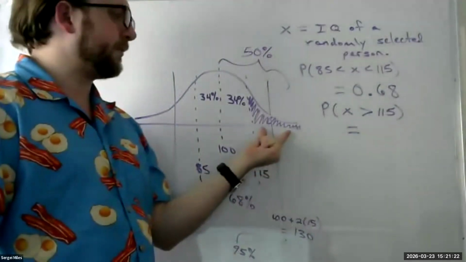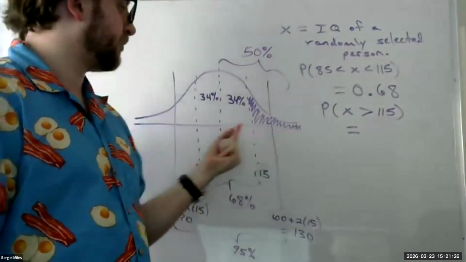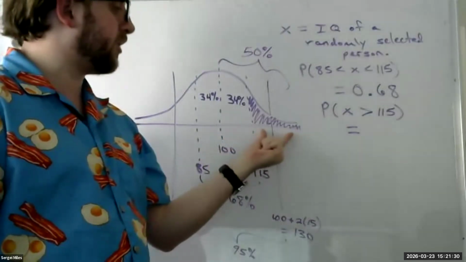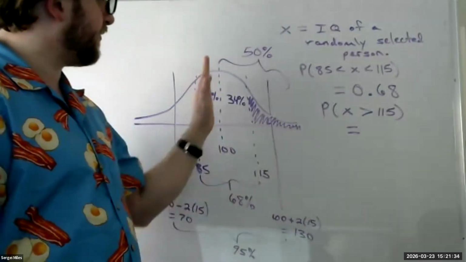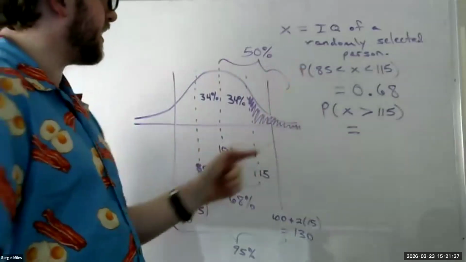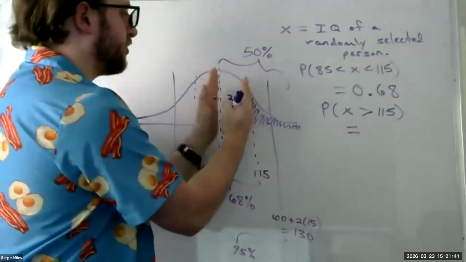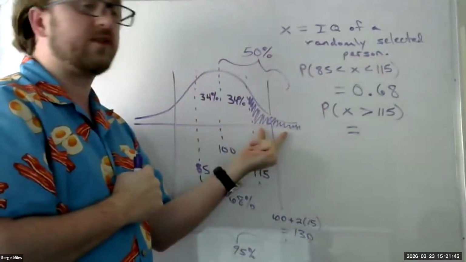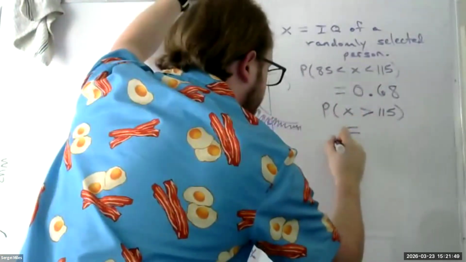Well, then, if I'm trying to find this shaded region, all I have to do is subtract out the part that I don't want to count, and whatever is left over is the region I'm actually looking for. So in this case, if the entire right side is 50%, if I subtract out this 34%, it'll subtract out this piece that I don't want, then whatever's left over is what I'm looking for. So my answer would be the 50%.